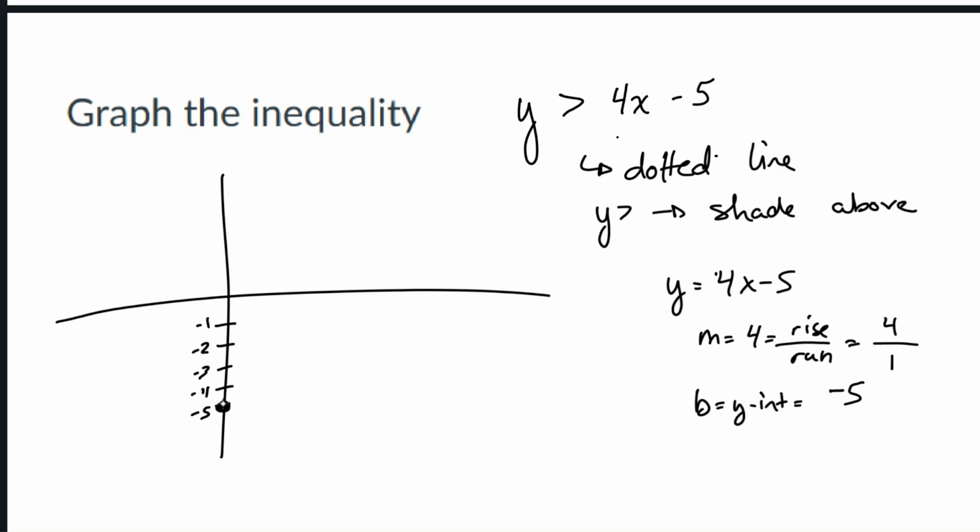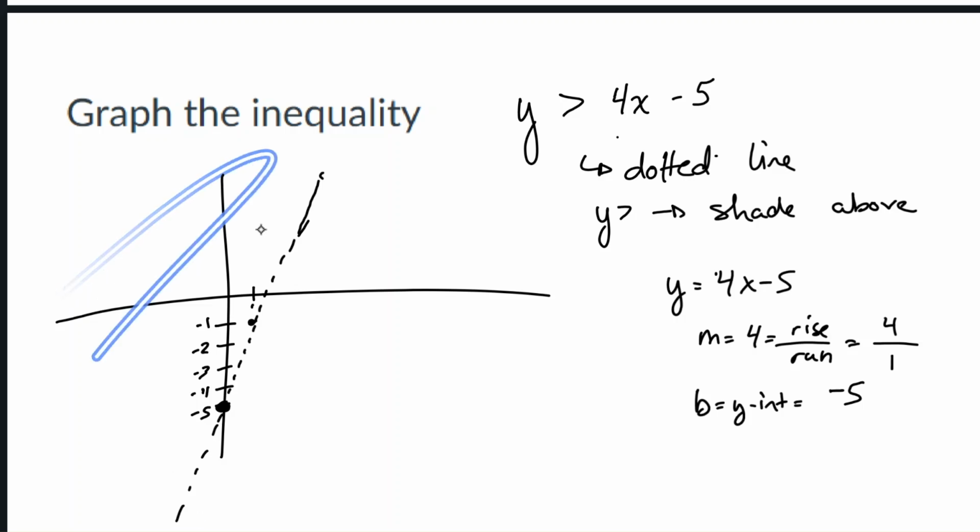And then my rise is it goes up 1, 2, 3, 4 to run over 1. So we get this as our next point. It's going to be a dotted line through those points. I think I got a little off. Connecting those 2 points, I've got 2 sections. The section's greater than the line or less than the line. Y is greater than, so I should shade above the line.